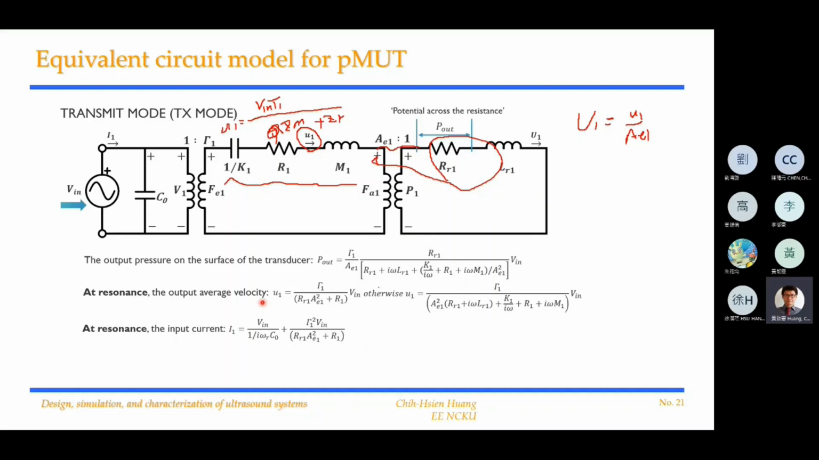If it is at the resonant frequency, you can eliminate those frequency parts, so you have R1 times U times AE1 together, and it looks like this. Otherwise, you can just use this, as I said: gamma 1 times V in divided by the mechanical impedance here, divided by what you moved from the acoustic impedance side, and times the transformer coefficient.